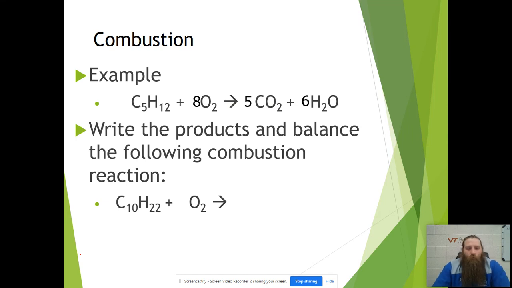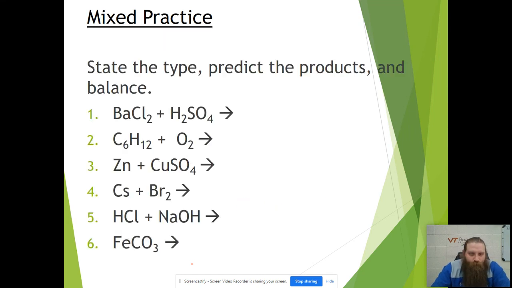All right, let's say I gave you something and said, hey, predict the products. You're like, oh, what, this is not single displacement. I mean, it's combustion, right? We have a hydrocarbon, CxHy, with some subscripts for C and H, plus O2. It's always going to make CO2 and H2O. I will let you guys balance this one. But again, you're just going to follow a very similar pattern that we did above. And remember, you can get big numbers in combustion.